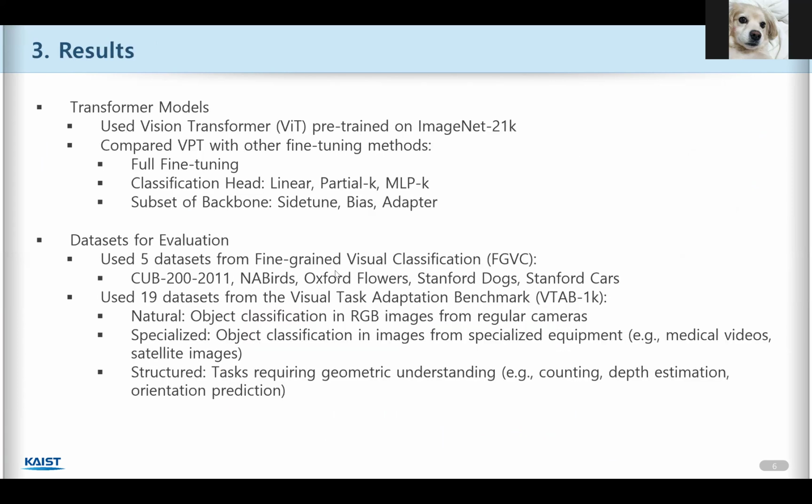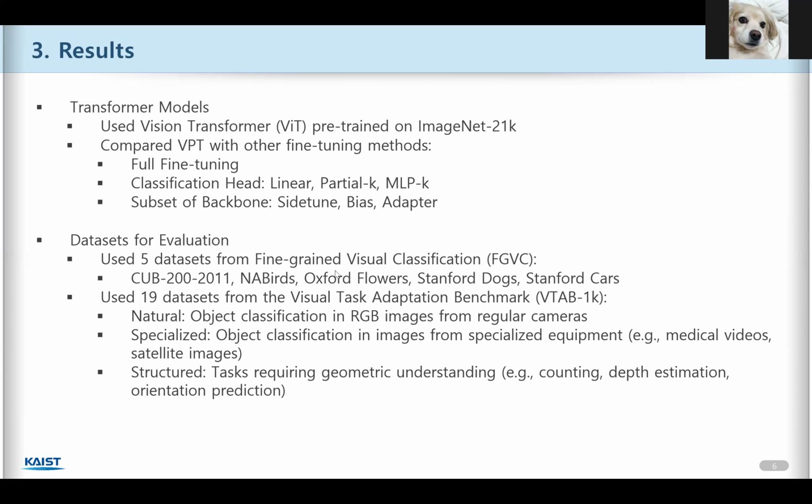Let's look at the experimental setup. A vision transformer model pre-trained on ImageNet-21K is used. To evaluate VPT's performance, it is compared with other fine-tuning strategies such as full fine-tuning, linear head tuning, and adapters. Two main datasets are used. The first is 5 datasets from fine-grained visual classification. The second is 19 datasets from VTAB-1K, which covers 3 categories: natural, specialized, and structured.